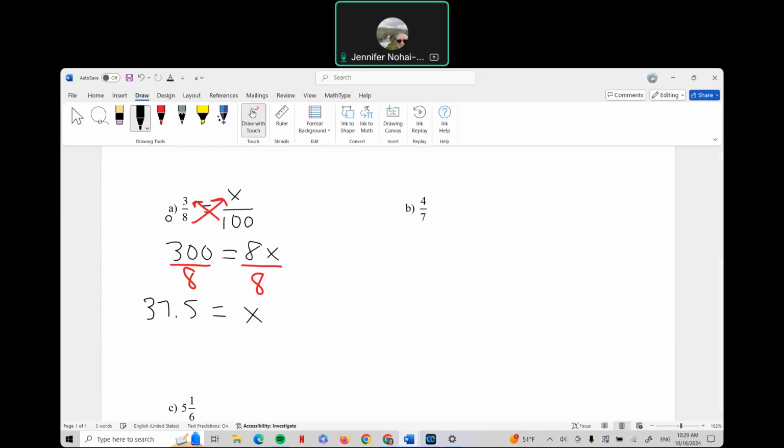37.5. Now that is 37.5 out of 100, and so this 37.5 converts to 37.5%.